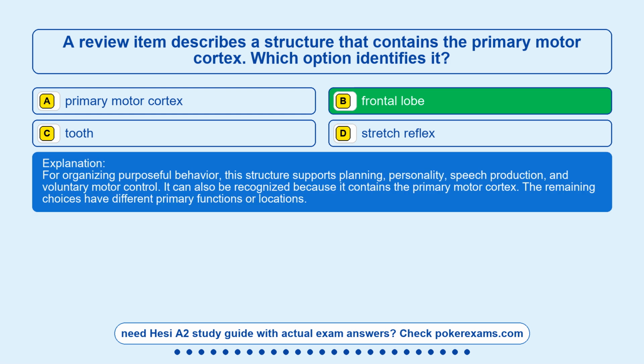For organizing purposeful behavior, this structure supports planning, personality, speech production, and voluntary motor control. It can also be recognized because it contains the primary motor cortex. The remaining choices have different primary functions or locations.